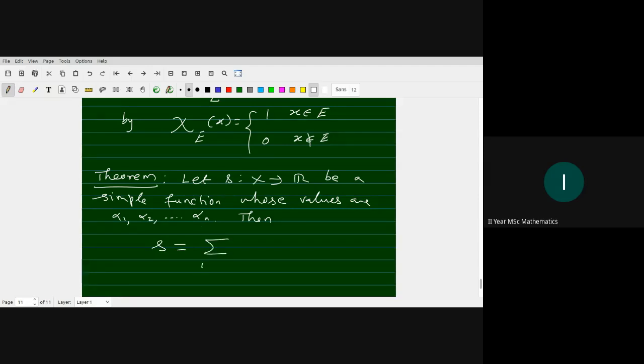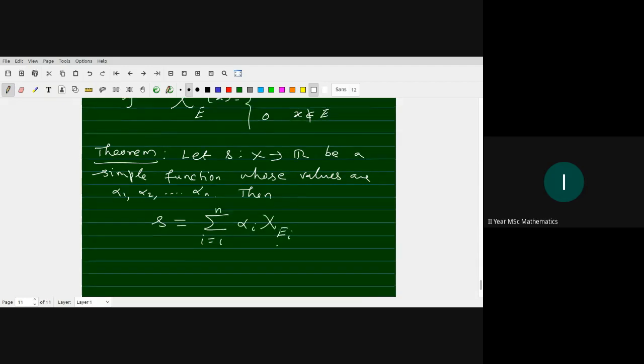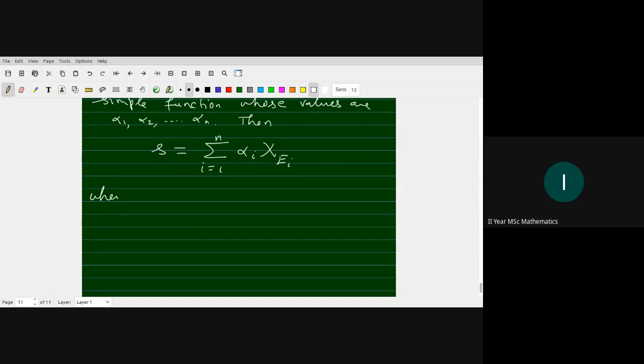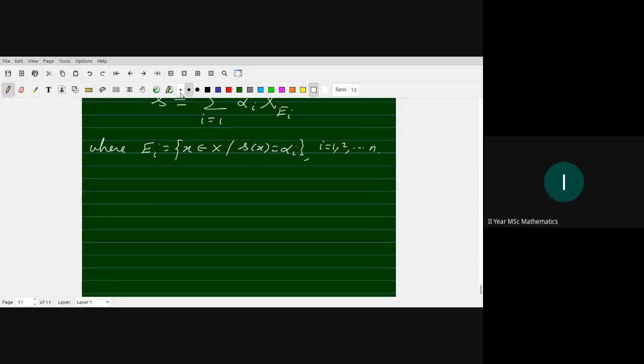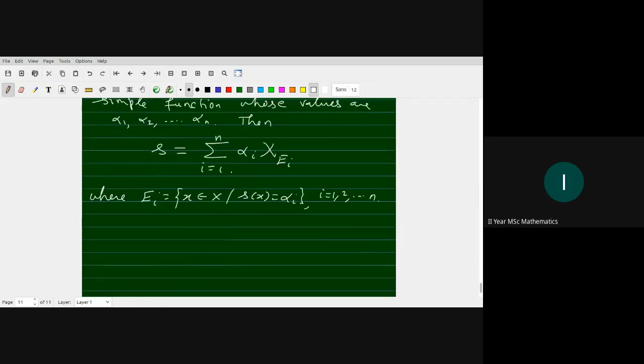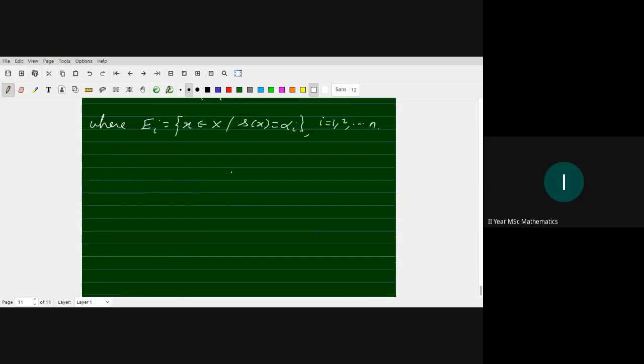That is, summation i from 1 to n, alpha_i times the characteristic function of E_i, where E_i is the set of all x in capital X such that S of x equals alpha_i, for i from 1, 2, 3, up to n. It is clear that each E_i is different from the other E's, and the union of the E_i is the whole X. The theorem can be easily proved just by the definition of the function.